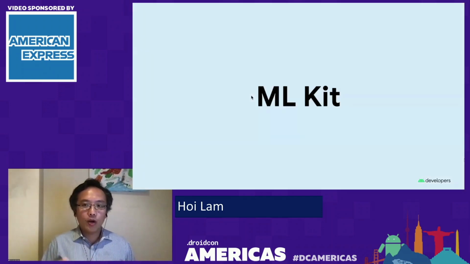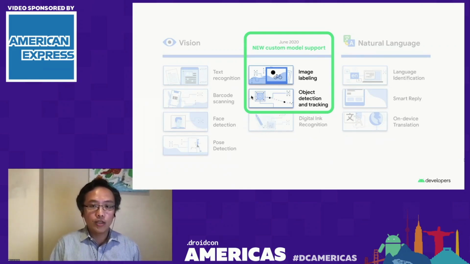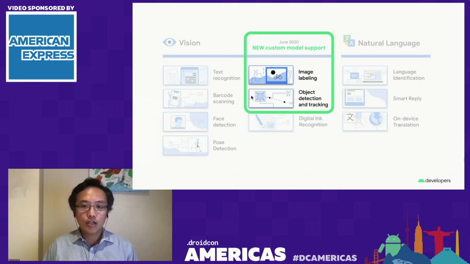With MLKit, one of the key pieces of feedback that we got before was, hey, your models are great, but what if it doesn't quite fulfill what I need and I need to change the underlying model? So what we have done is enable a custom model to be fed into two different use cases. One is image labeling, the other is object detection and tracking.